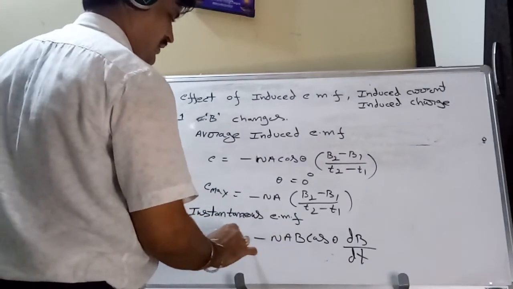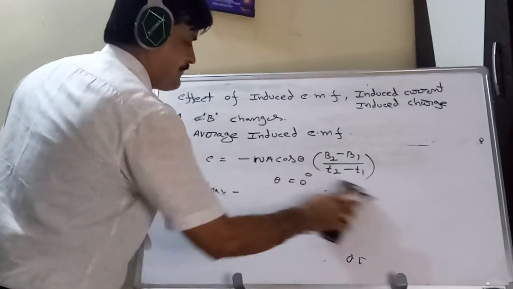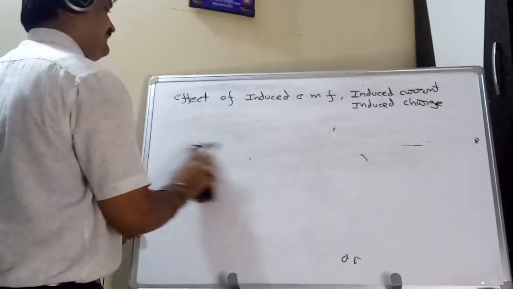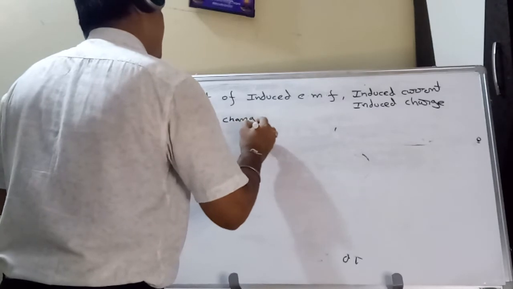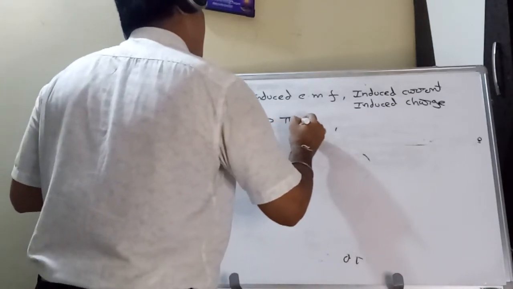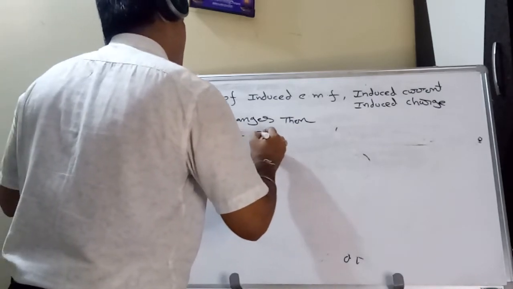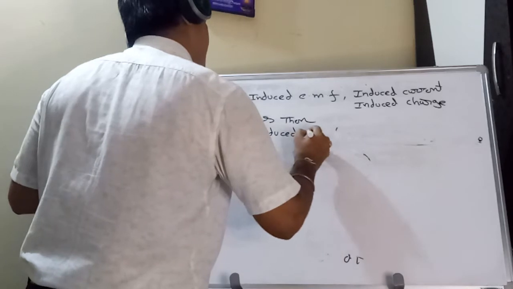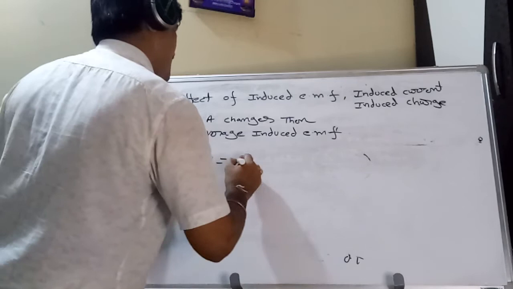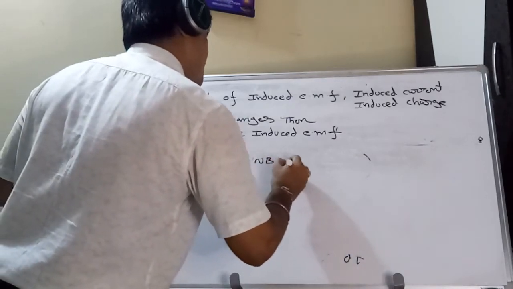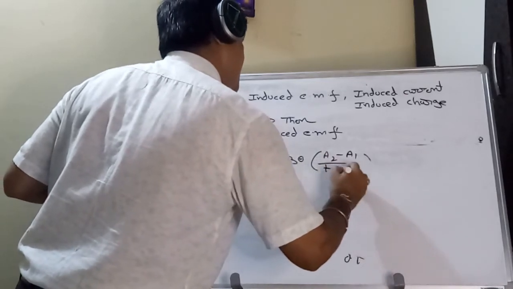Instantaneous EMF is equal to minus NAB cos theta dB by dt. Next, A changes. Then the average induced EMF when A changes: E is equal to minus NB cos theta into (A2 minus A1) by (T2 minus T1).